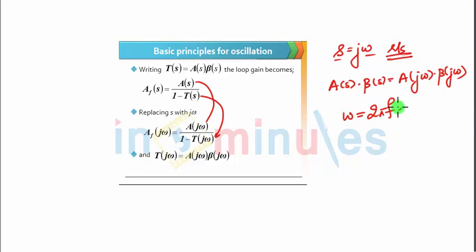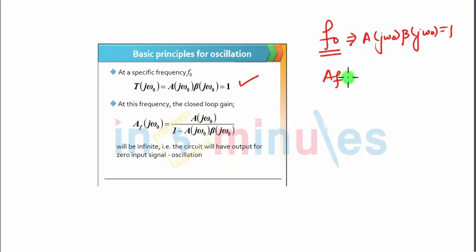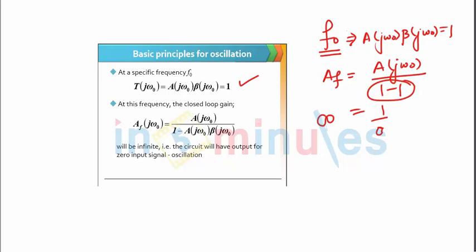So at a particular frequency we can say this value can be made as 1, that is, at a specific frequency f0, that is called the oscillating frequency, A of j omega 0 into beta of j omega 0 tends to 1. So at this frequency this is approximately equal to 1, so we can say AF equals A of j omega 0 upon 1 minus 1. When it is 1 minus 1, it comes to 0 and your gain goes to infinity in this case, or we can say without any input we are getting maximum output.